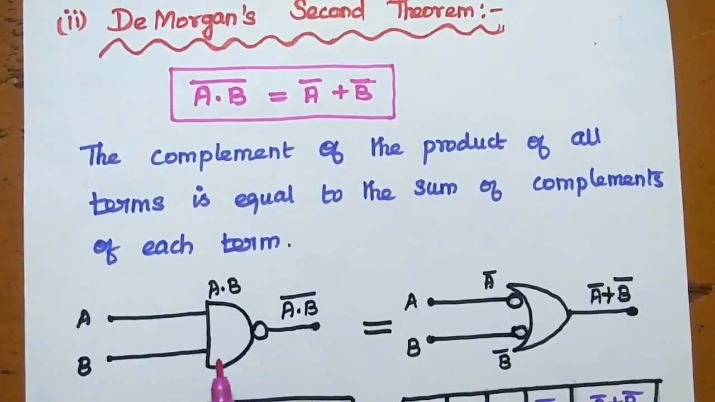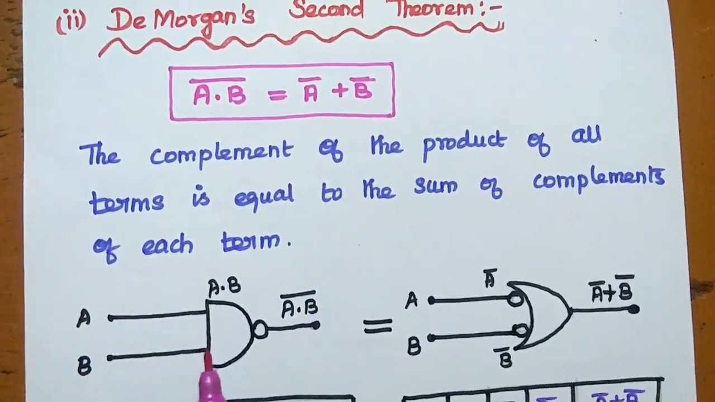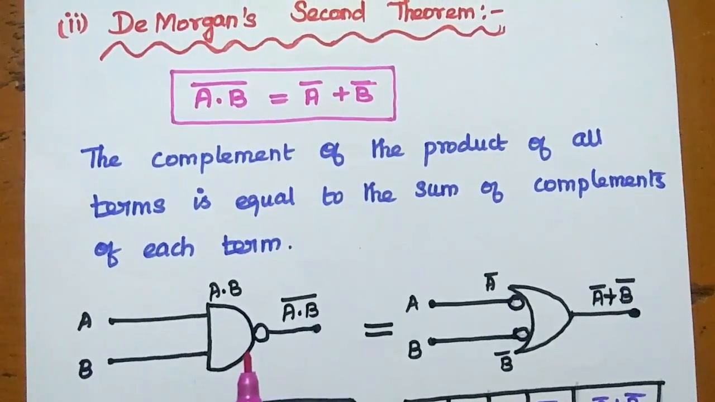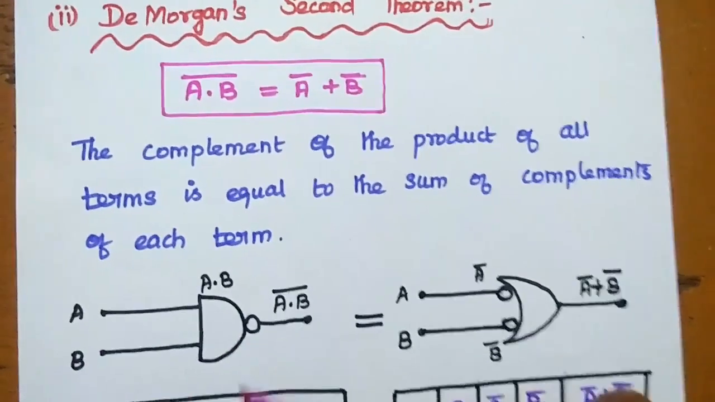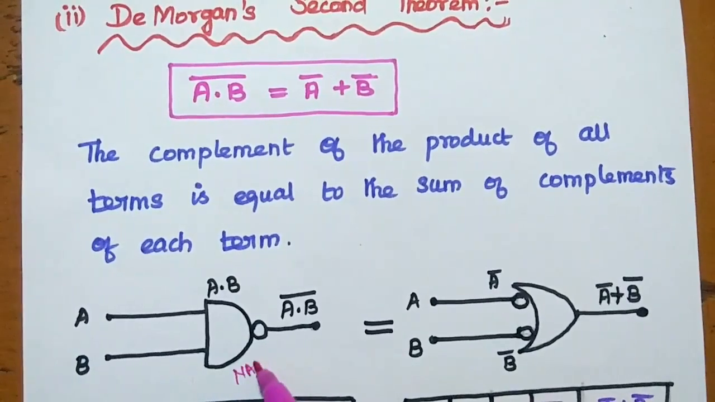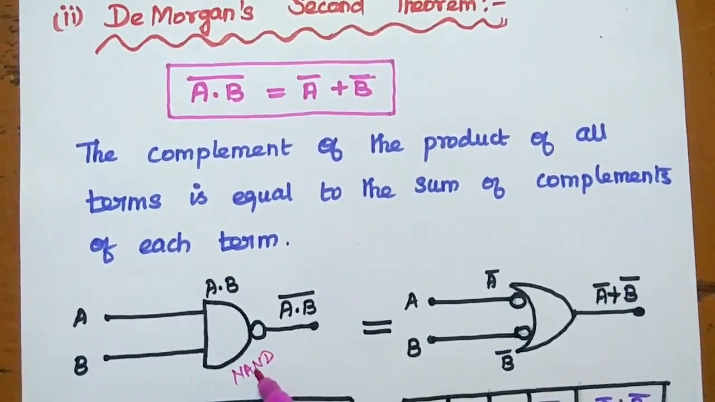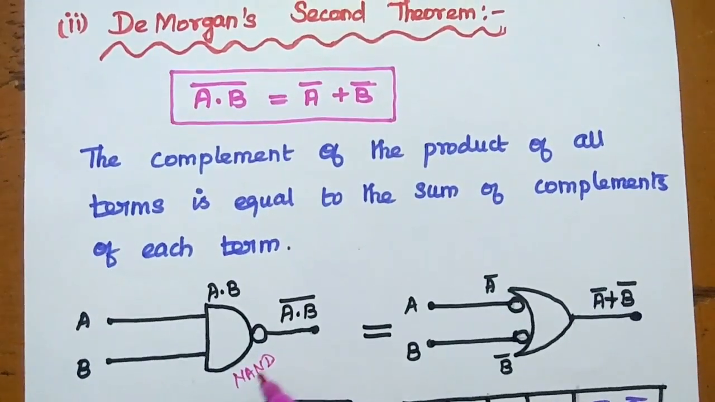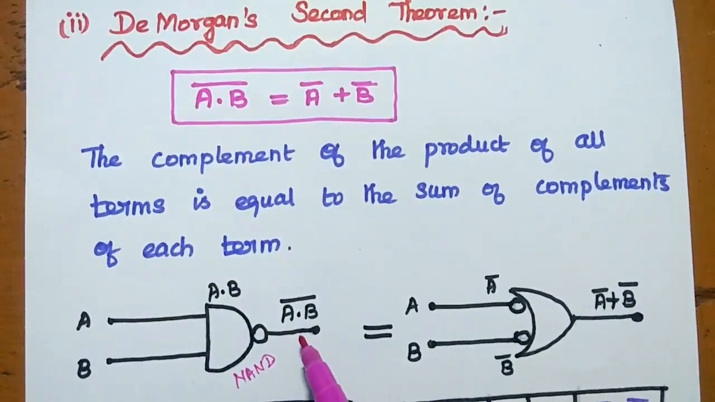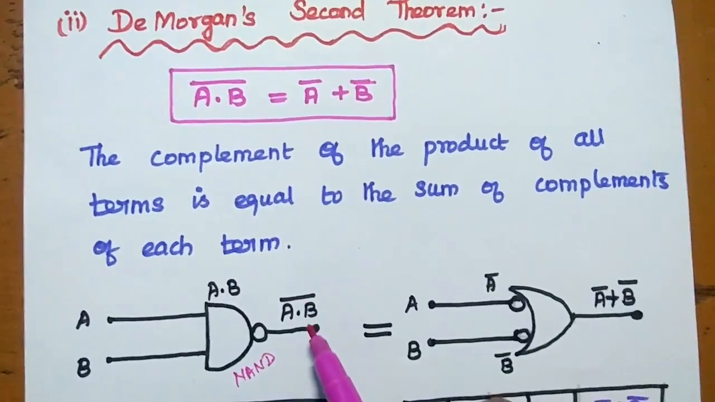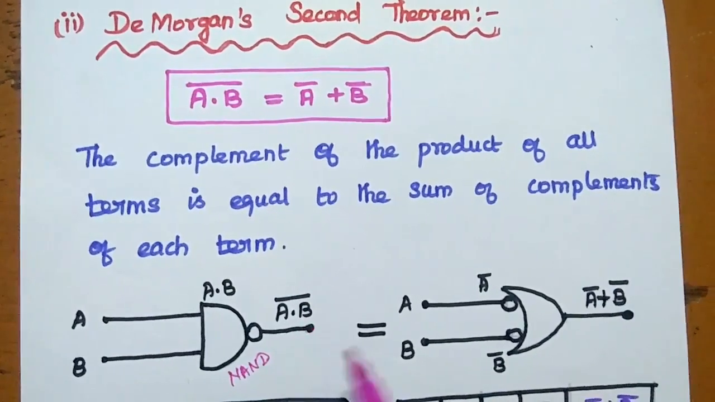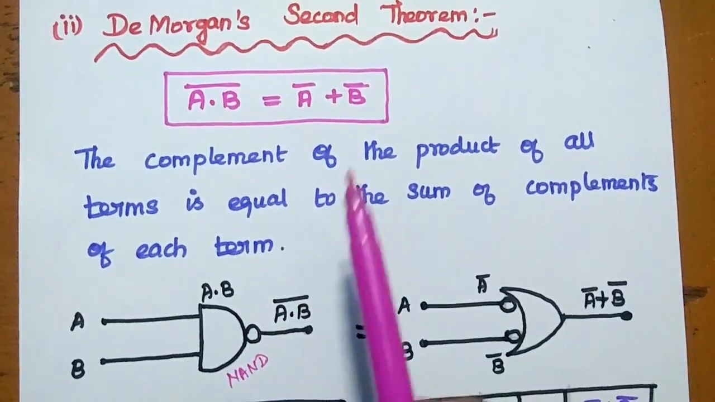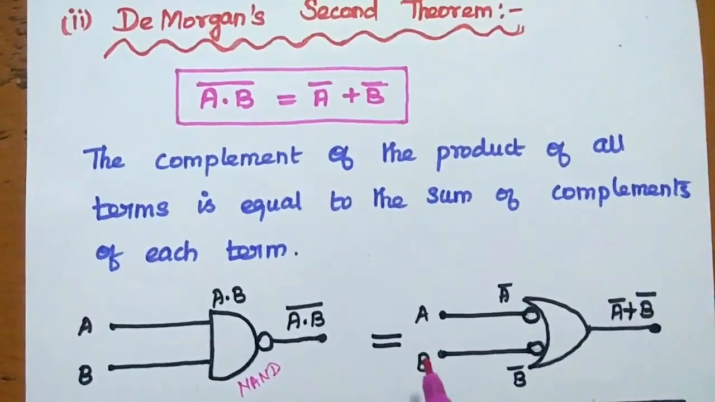A and b are the inputs. Consider the left hand side here. Here it is the NAND gate. NAND gate means what here? It is nothing but a combination of NOT and AND. The output of the NAND gate is a dot b the whole bar. Okay, so this is the left hand side. That is equal to the right hand side, which can be represented like this.